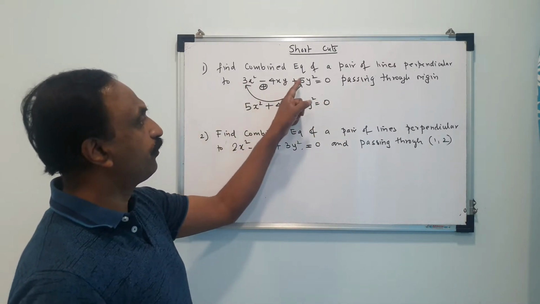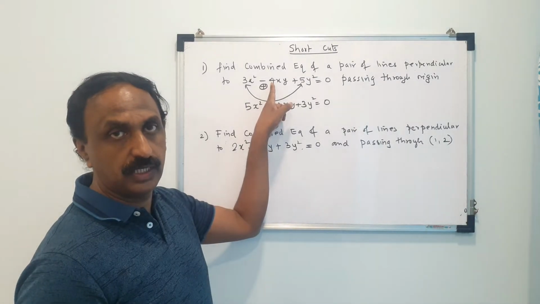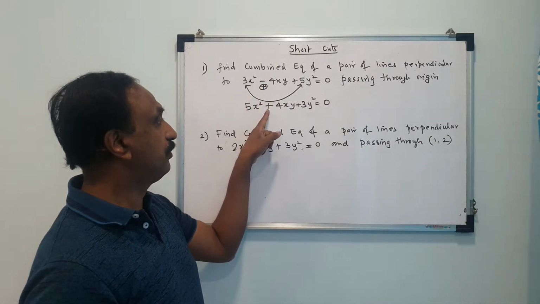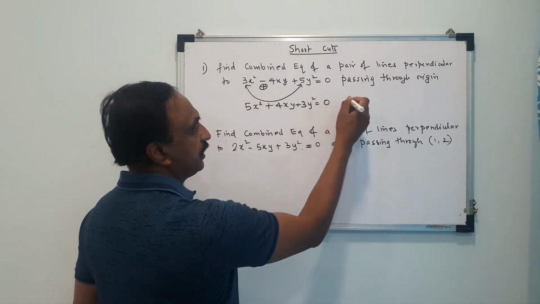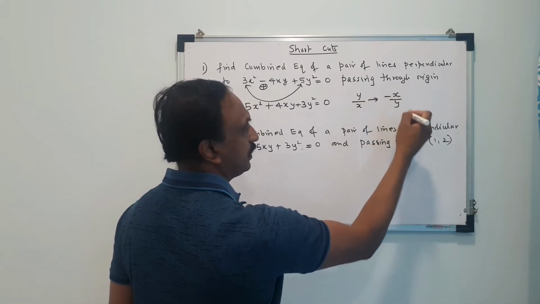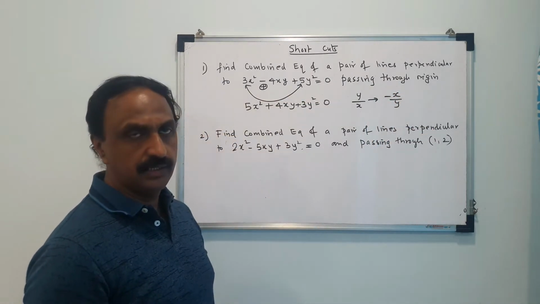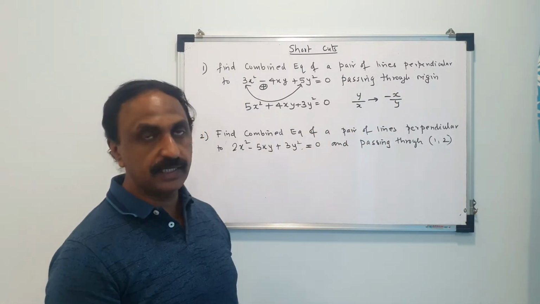So interchange the coefficient of x square and y square. Change the sign of the xy term. If it is minus, it will become plus. If it is plus here, it will become minus. How did you get this? By substituting y by x as minus x upon y. Wherever y by x is there, that means y is replaced by minus x and x is replaced by y. You get directly the answer.